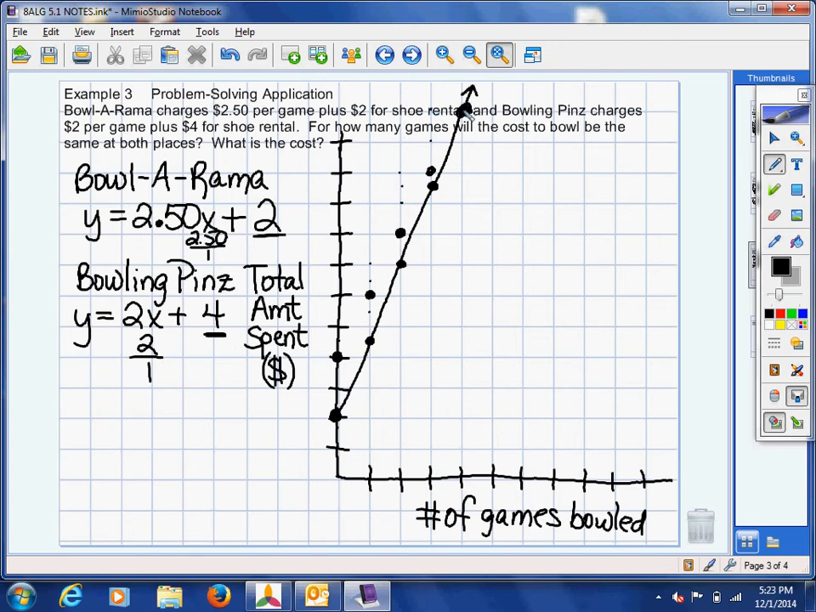And here's our point of intersection right there. I made it large and heavy and dark. Okay, there we go. And so I'm going to circle it. We need to know the name of that point because it's going to answer our questions.